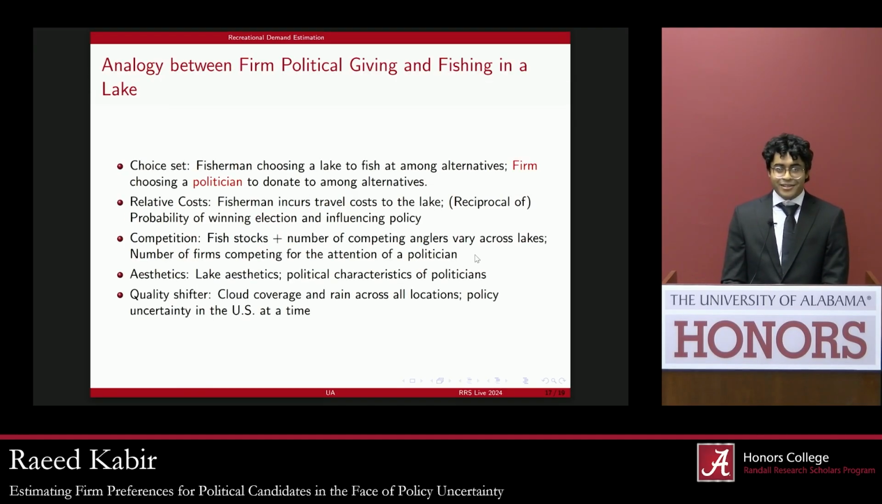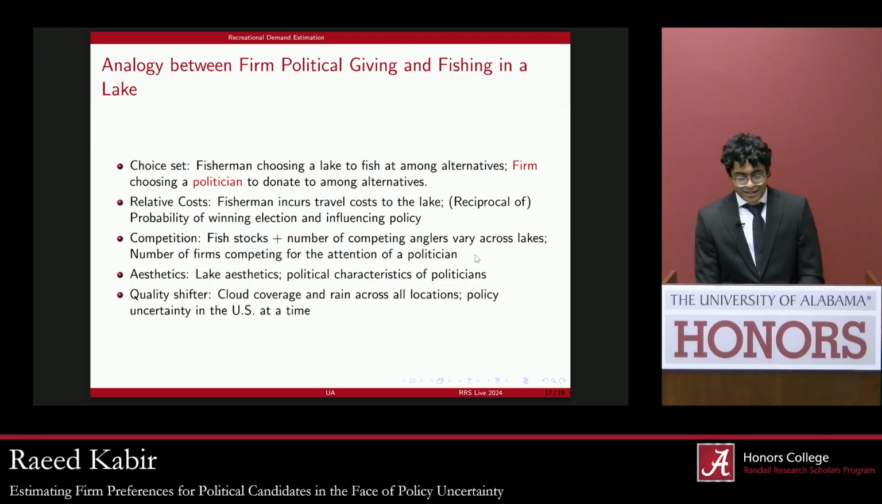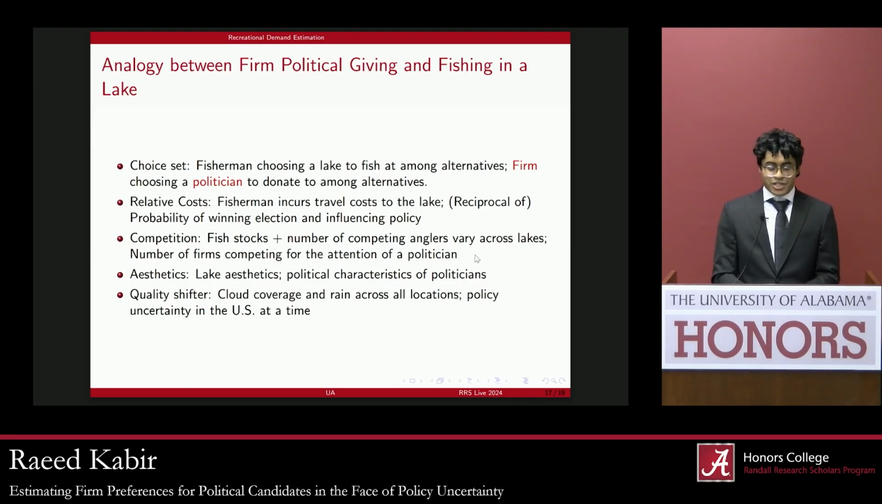And so I'm going to make an analogy between the decision that they make in this recreational demand setting and my setting. Okay? So the choice problem that I want to be analogous to is a fisherman choosing a lake to fish at among many lakes that they could fish at, whereas in my setting, I have a firm who's choosing a politician to donate to among many alternatives.